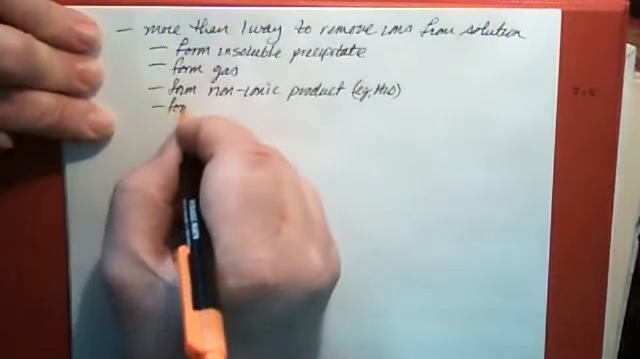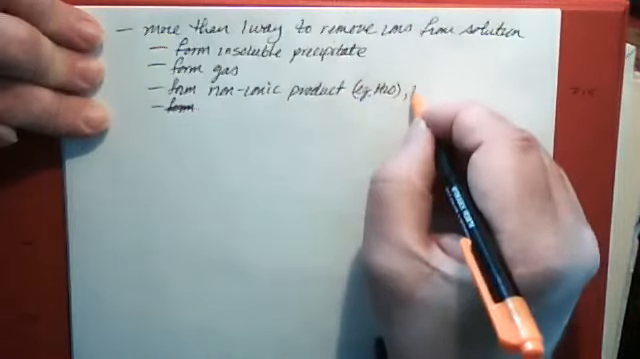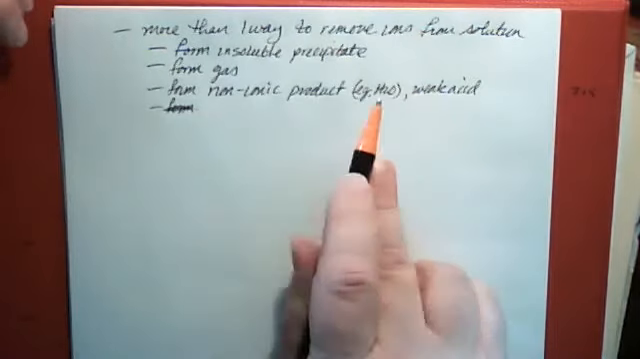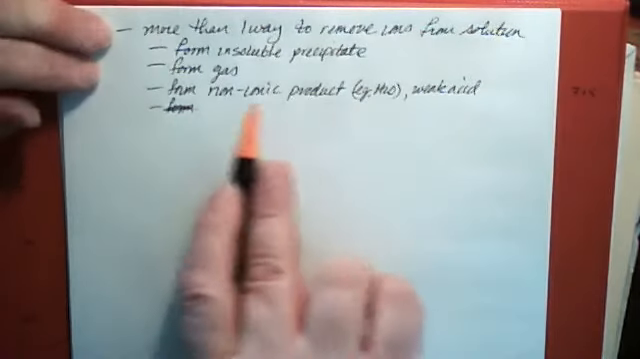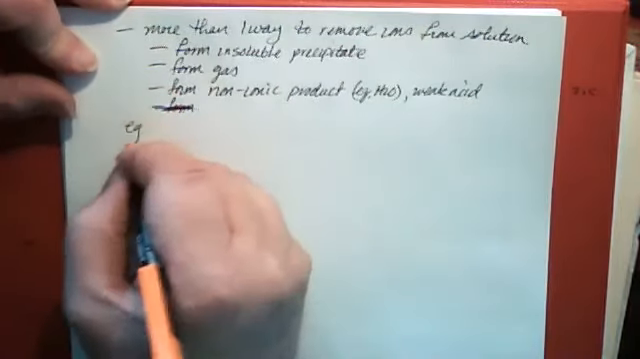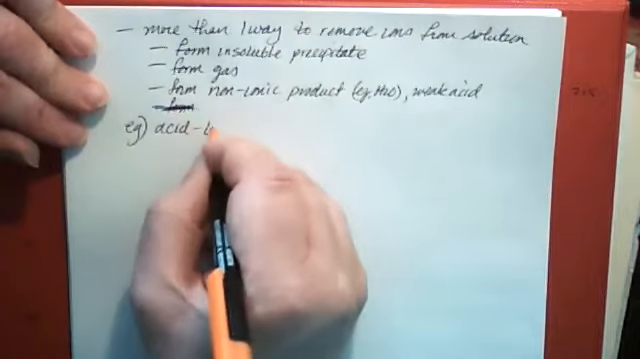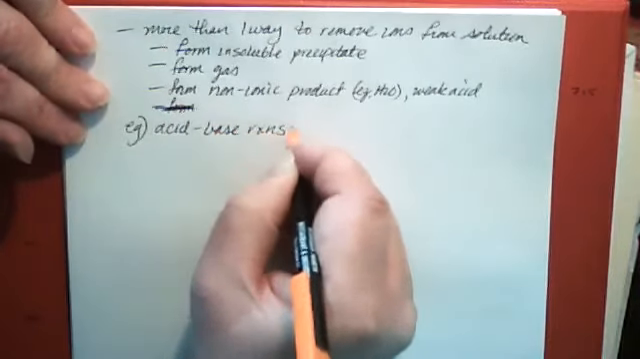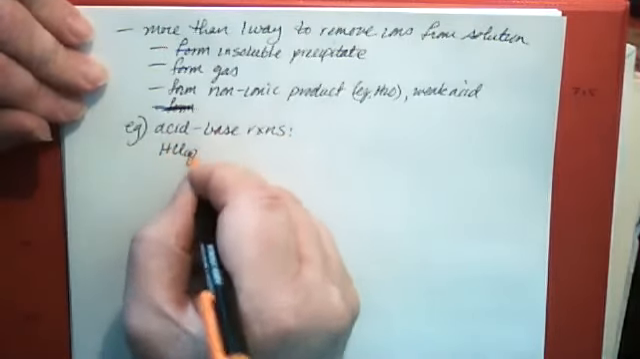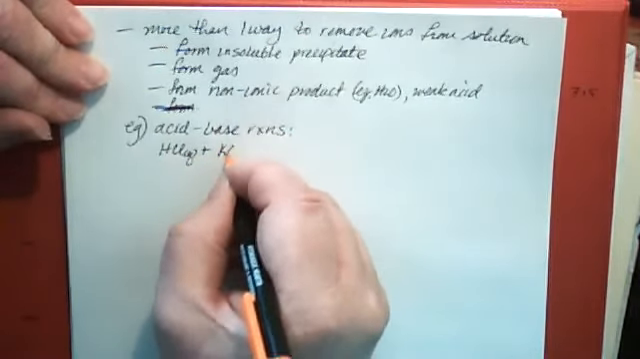And, well, actually, another example would be if you can form a weak acid. Weak acids would be soluble in water, but they're not ionized. And so that would be kind of the same idea. Okay, so some examples of that would be acid-base reactions. Hydrochloric acid and, say, potassium hydroxide.